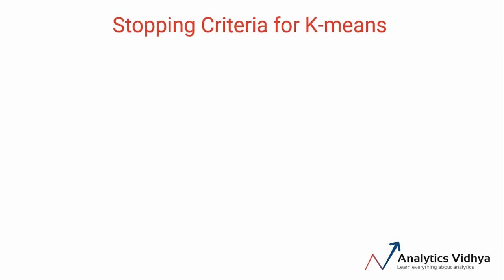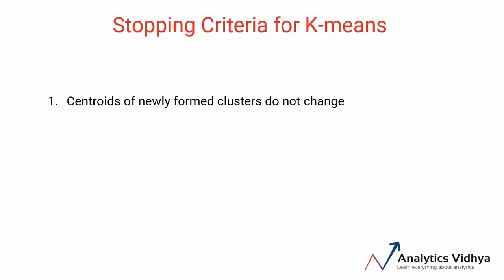You must be wondering, when in the world do we stop this process? So let's look at some of the stopping criteria. We can stop the algorithm if the centroids of these newly formed clusters do not change. Even after multiple iterations, if we're getting the same centroids for all the clusters, we can say that the algorithm is not really learning any new patterns, and it's a clear sign that we should stop the training process. The second criterion is if the points belong to the same clusters even after training the algorithm for multiple iterations. We can stop the training process here as well.